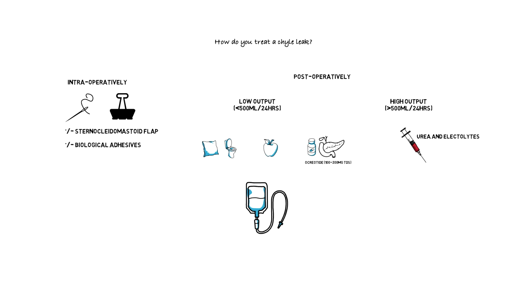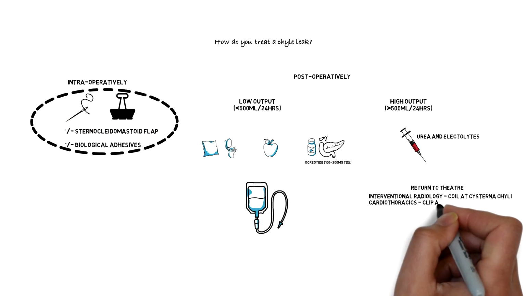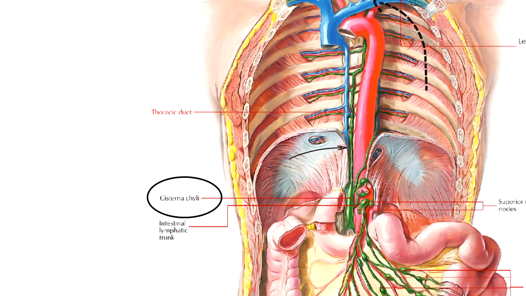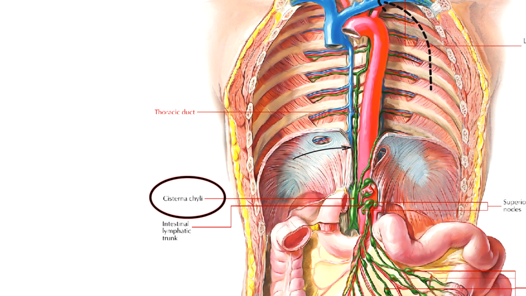Patients should return to theatre for arrest of the chyle leak, using the techniques previously described. If the chyle leak persists, colleagues from interventional radiology or cardiothoracics can be involved for definitive management. Options include embolization of the thoracic duct at the cisterna chyli, or clipping the thoracic duct just above the aortic hiatus.